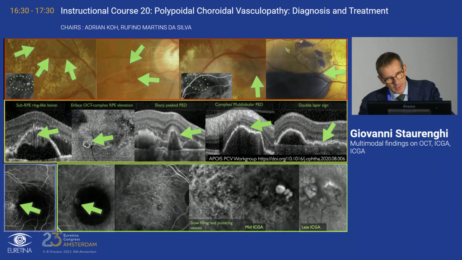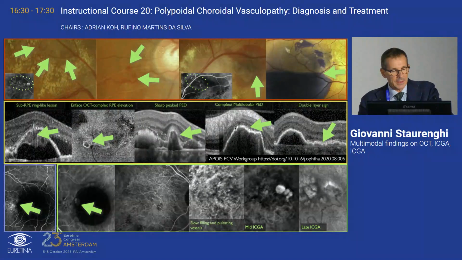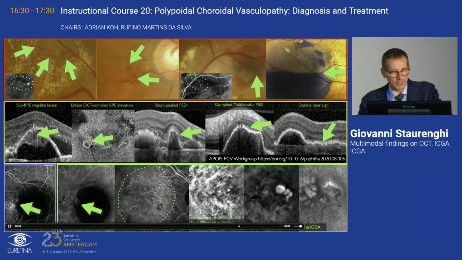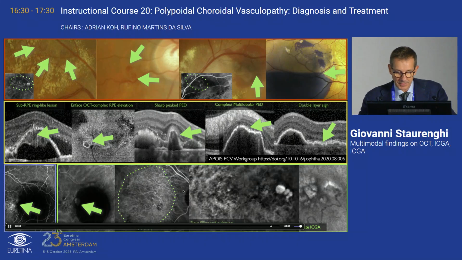And just to give you an example of type 3 neovascularization, where you have a hotspot in the center of the RPE detachment. And then, of course, if you have a nice ICG, you can clearly see all the network. And remember that the polyps are not always only at the margin, but you can also see them in the center of a lesion.